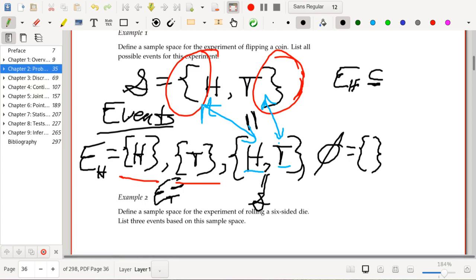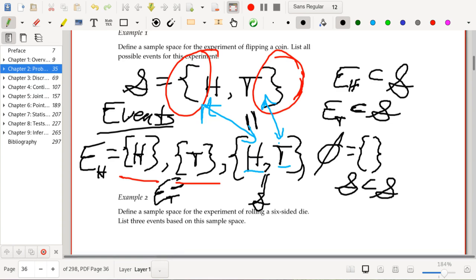A lot of people also will just write it like this. So we have that the event EH is a subset of the sample space. ET is a subset of the sample space. S is a subset of itself. And the empty set is a subset of the sample space.